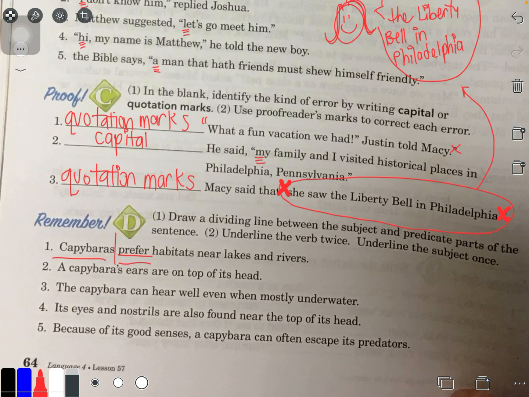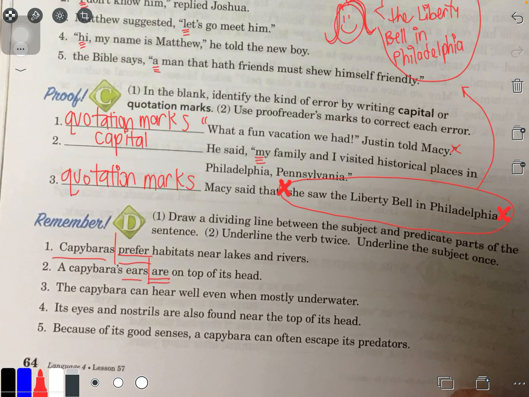Number 2, a capybara's ears are on top of its head. What's happening? Oh, well, it's on top. Are. That's it. It is a state of being verb. What are on top of its head? Ears. Oops, that's not cool.